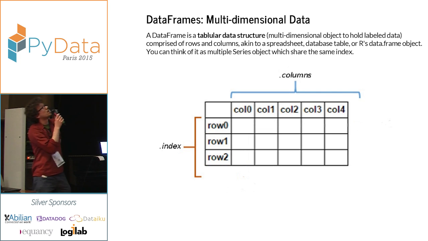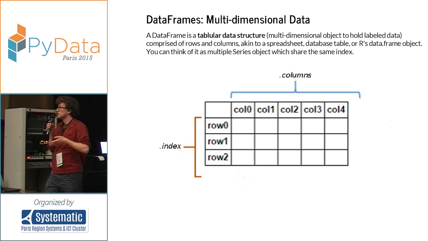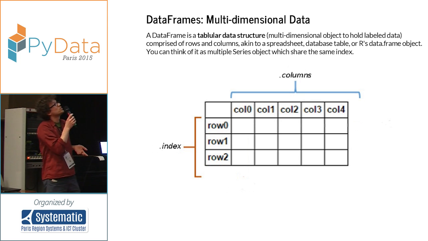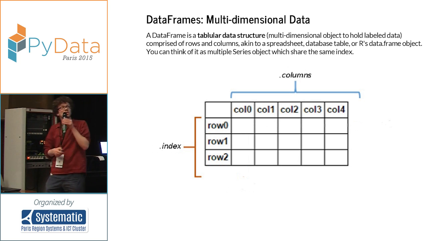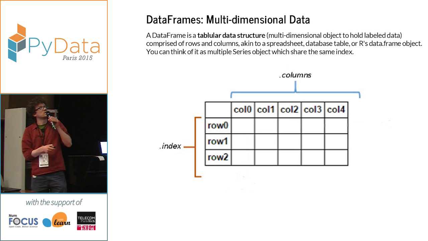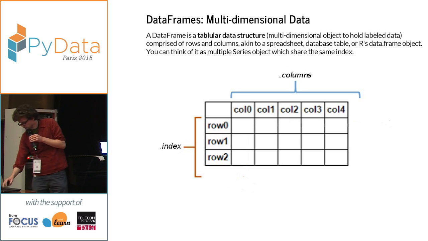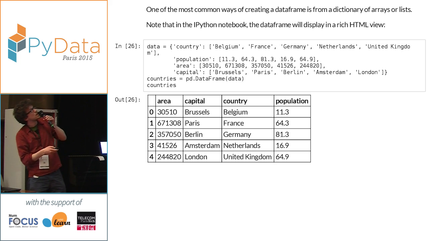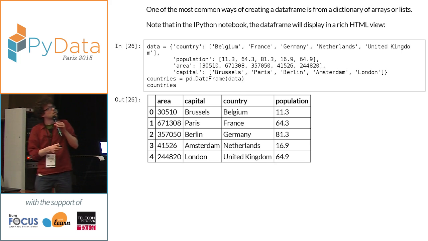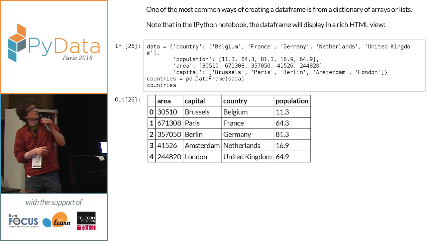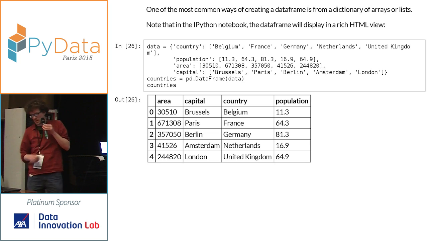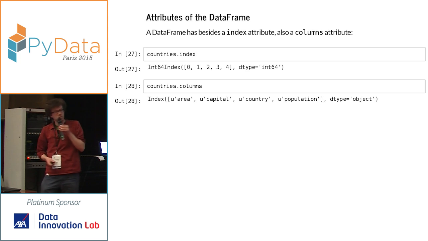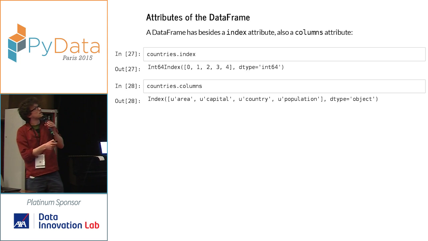So then the data frame is what you will use the most. It's the 2D structure. It's a bit the same as a series, but now you have two dimensions, so you have the index, which is the same, but you now have also the columns attribute. In this case, and it's also in these notebooks, it's formatted as a nice HTML table. So here you have the four columns, and these are the index labels. Again, you can access these attributes as the index and the columns.